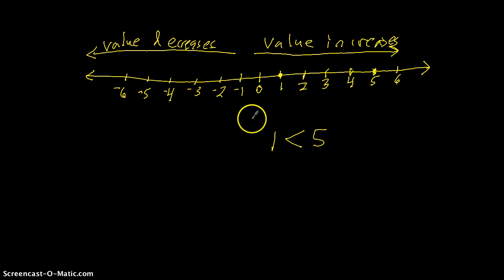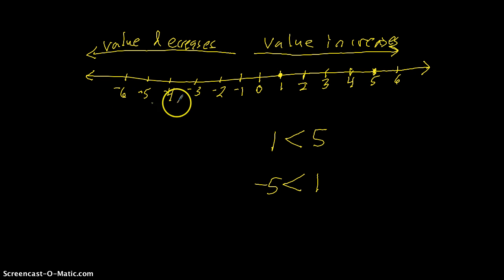Now, when it comes to negative numbers and positive numbers, like in this case, we'll have negative 5. If we have negative 5 and 1, because 1 is a positive number, automatically, regardless of what is here, because it's negative, we know that the 1 is going to be greater than the negative 5. Here I would read this as 1 is less than 5, and here I would say negative 5 is less than 1.